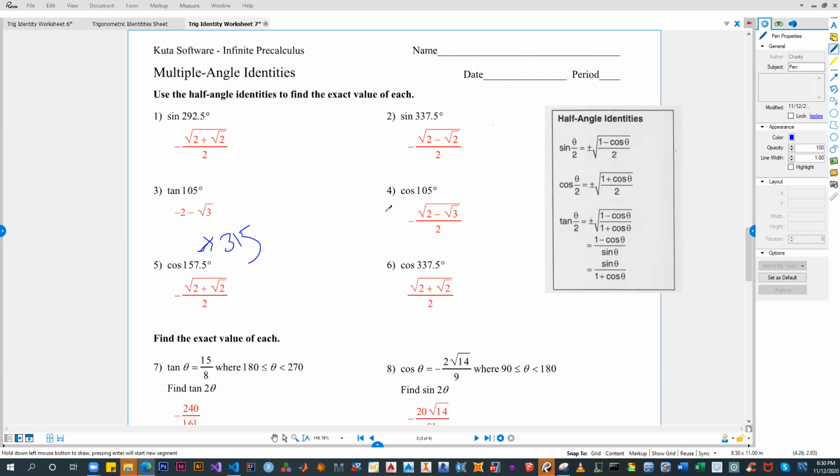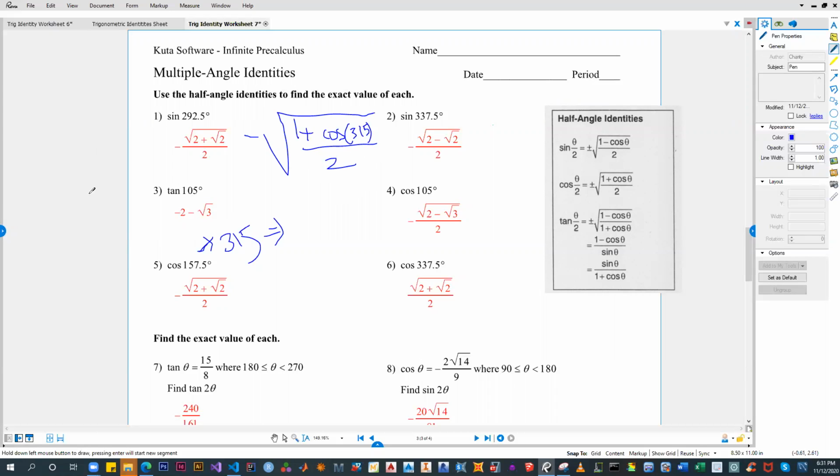And then just apply the formula again. Let's say, so this one, negative, 1 plus cosine of 315, divided by 2.